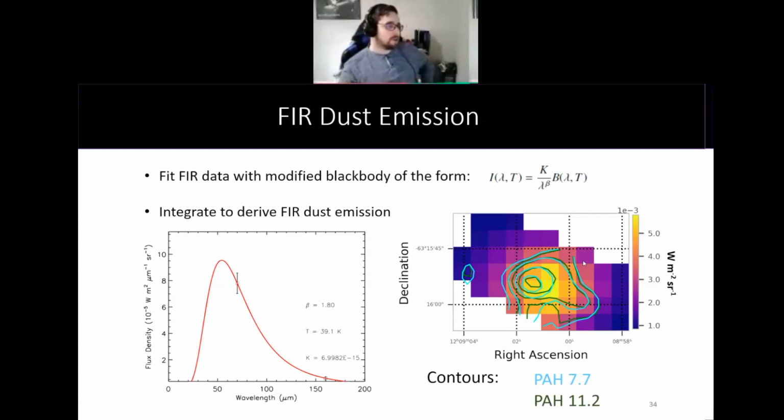So likewise, we use our PACS observations to derive the far-infrared dust emission from SED fitting. So this far-infrared dust emission is found to peak slightly to the west of the ultra-compact regions.